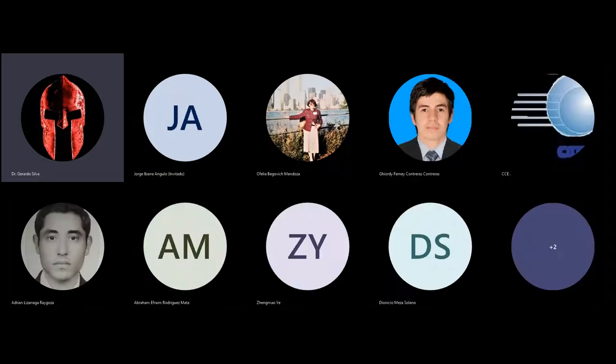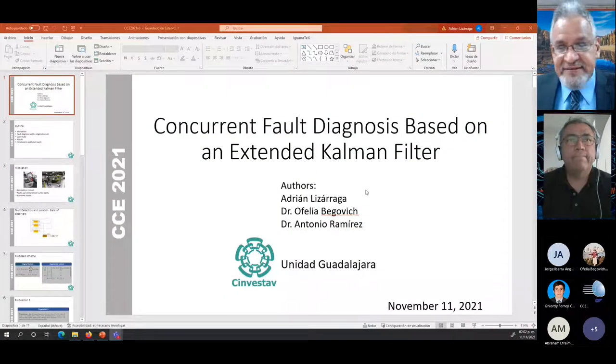We will start the session on nonlinear and diagnosis in the automatic control. The first paper to be presented will be concurrent fault diagnosis based on an extended Kalman filter, given by Adrián Lizárraga, Ofelia Begovic, and Antonio Ramírez Treviño. So please, Adrián, connect your presentation and go ahead.